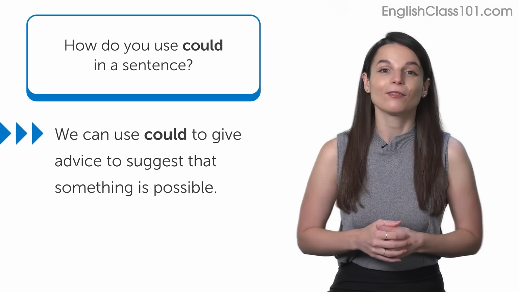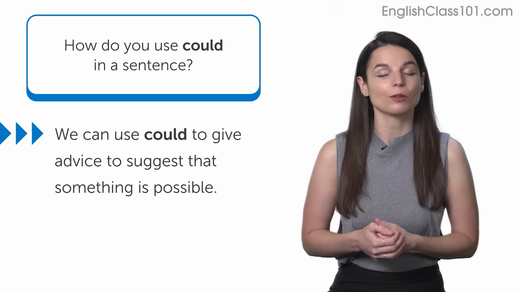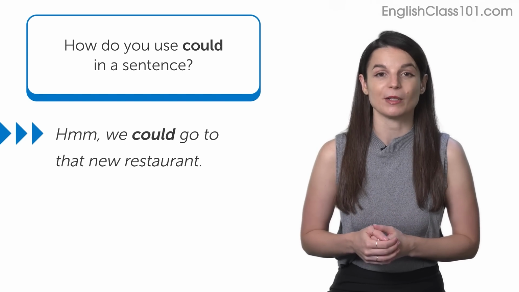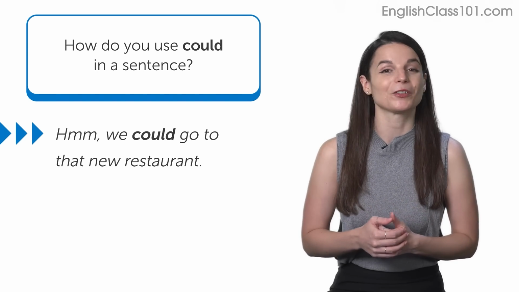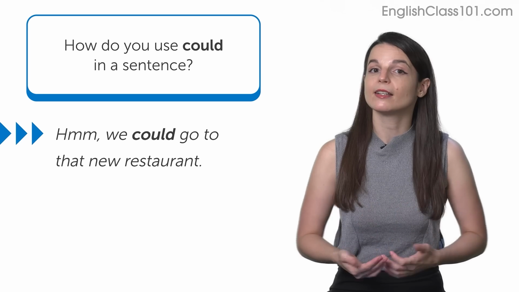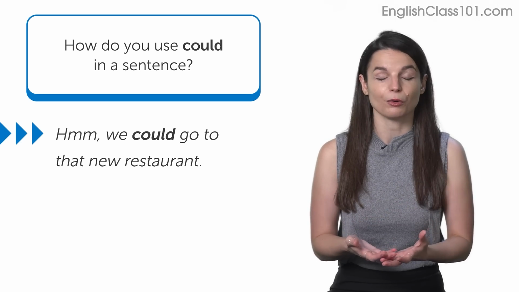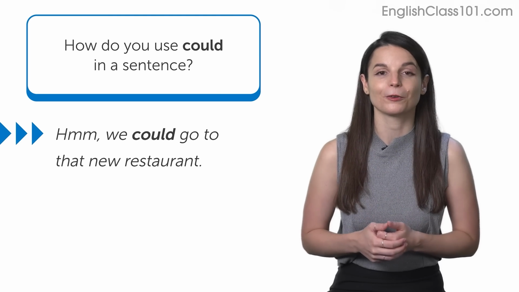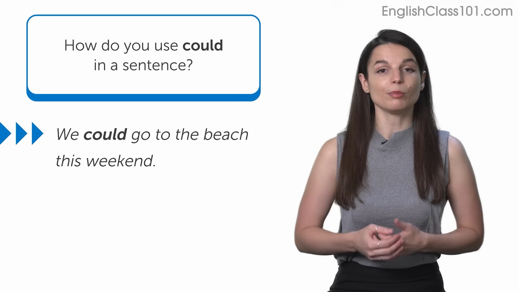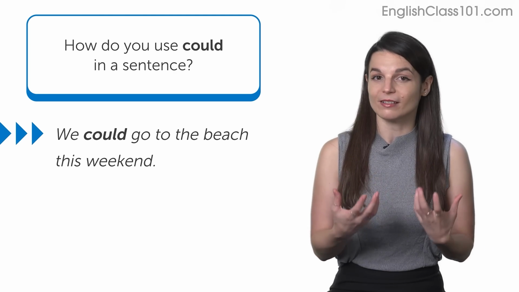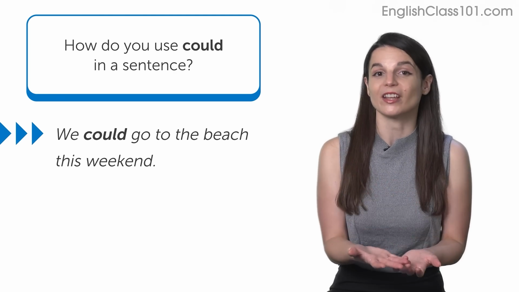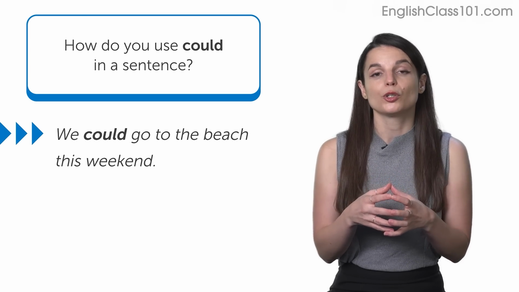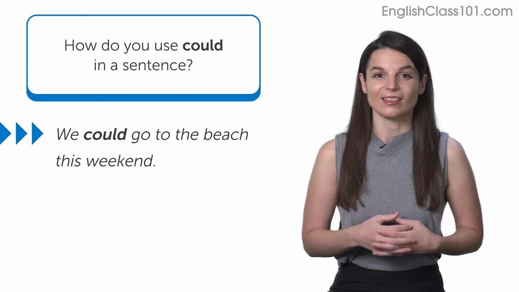For example, if you're trying to make plans for the weekend, you might say to your friend, we could go to that new restaurant, which means it is possible for us to go to that new restaurant. When presented in this way, it's like a suggestion or a piece of advice, yeah? Your idea. We could go to that restaurant. Or in another example, we could go to the beach this weekend. Again, another piece of advice or a little suggestion. You could see it as one of those two. So could can be used to create suggestions in this way.